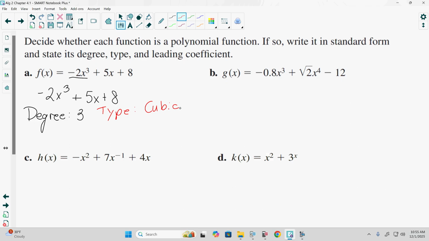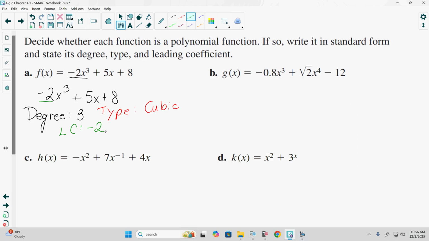So we have the degree, we have the type. Now all we're missing is the leading coefficient. And the leading coefficient is the number in front of the variable with the biggest exponent. Our biggest exponent is x to the third. The number in front of it is -2. So -2x cubed plus 5x plus 8 is written in standard form. The degree is 3. The type is cubic. And the leading coefficient is -2. Questions on this here?